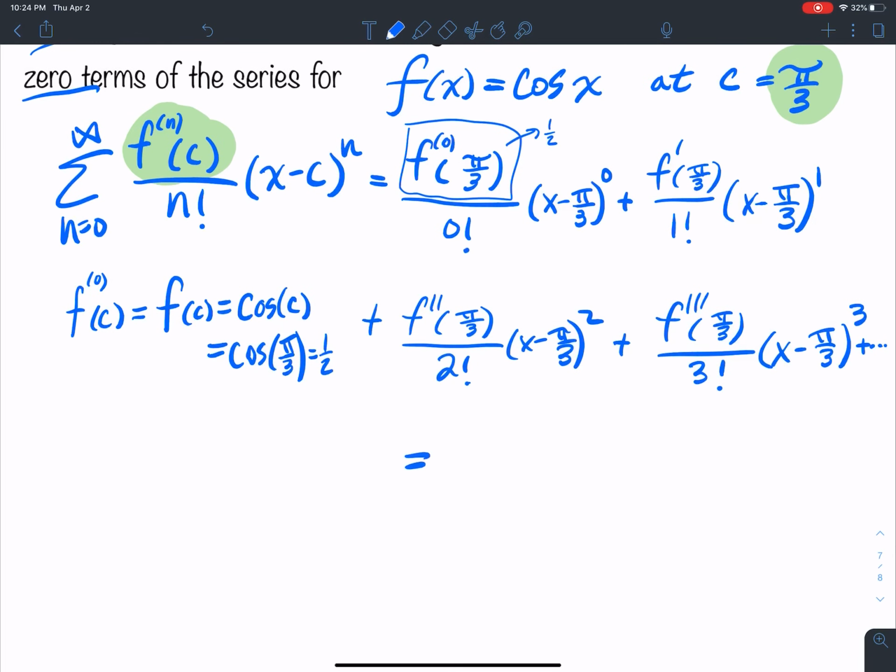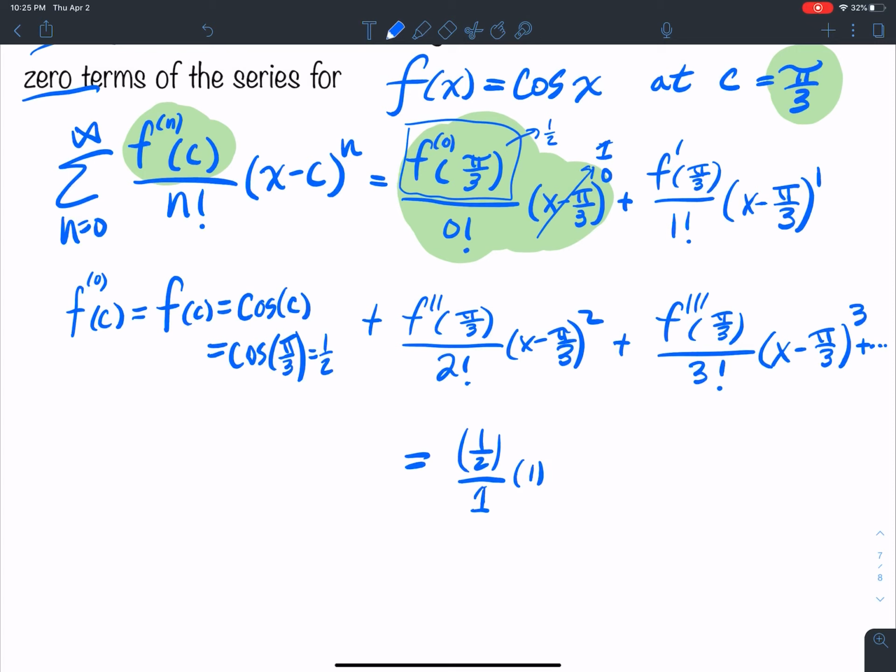All right, so I get 1/2 over 0 factorial, which is 1. So I'm working through this first thing, right? This thing raised to the 0 power just gets me 1. So this is just 1.